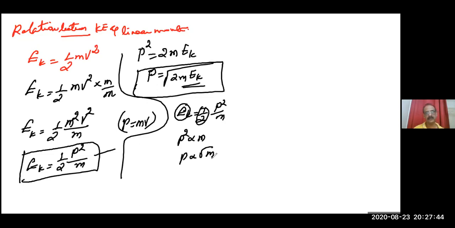And what about the half? That's constant too. Kinetic energy is constant and half is constant; both are constant. The variables are only P and M. So P is proportional to root of M. Linear momentum is directly proportional to the square root of mass, so the heavier mass will have more linear momentum.